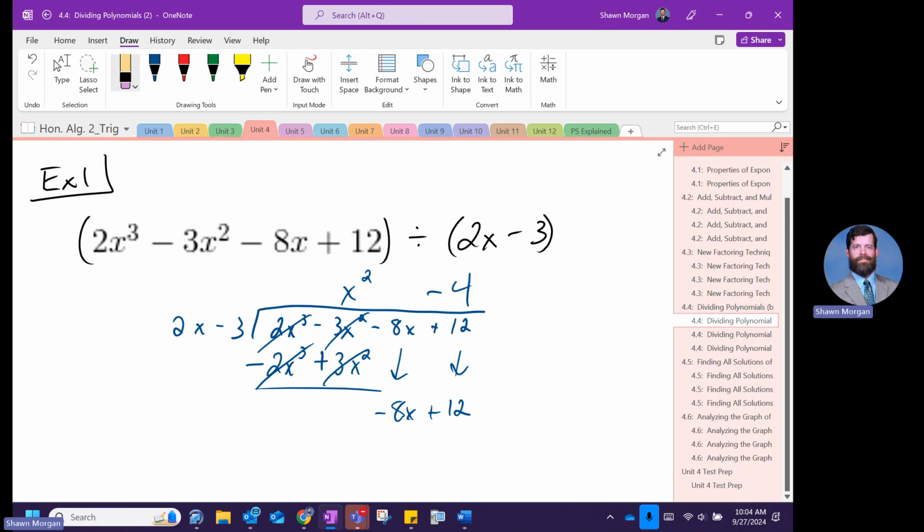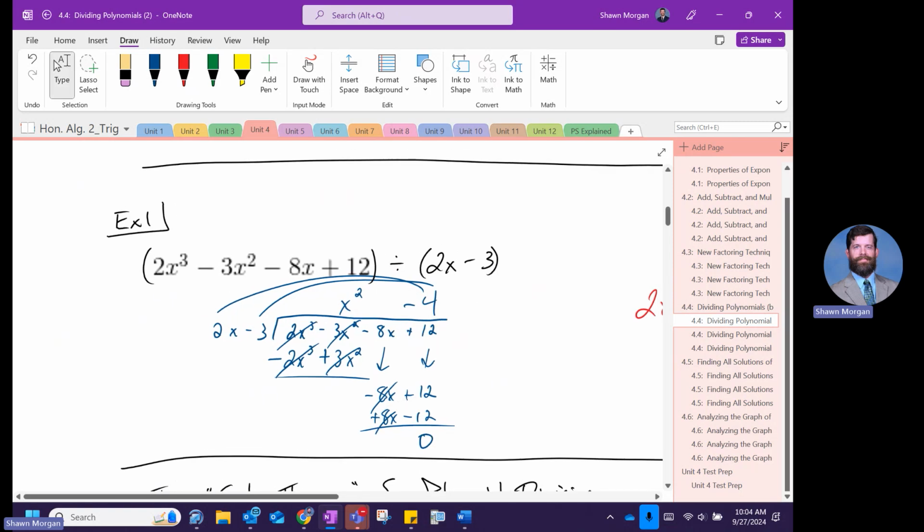And then after we write that up at the top, we multiply. Negative 4 times 2x is negative 8x. Negative 4 times negative 3 is 12. After you multiply, you subtract, which is change the sign, cancel out. Your remainder is 0. And that's very nice.